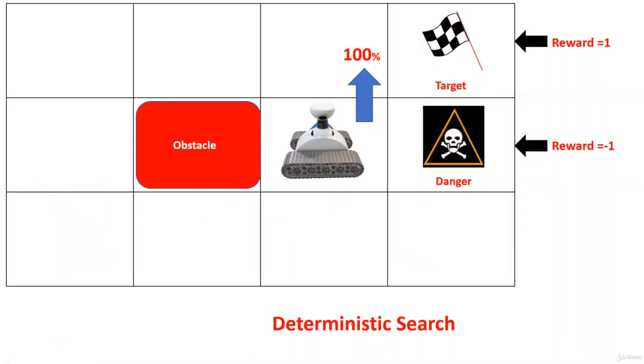This is called the deterministic search. Here we have not kept any intelligence. We have just given the algorithm that you should go here. But in an actual environment, when the UGV tries to figure out the path, there is no 100% probability that the UGV will travel only this path. The UGV may take some other path also. So what is the meaning of that?